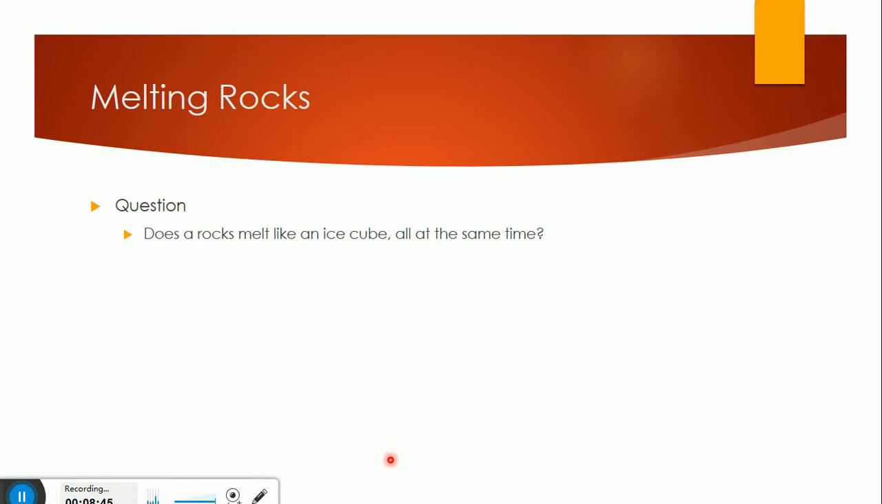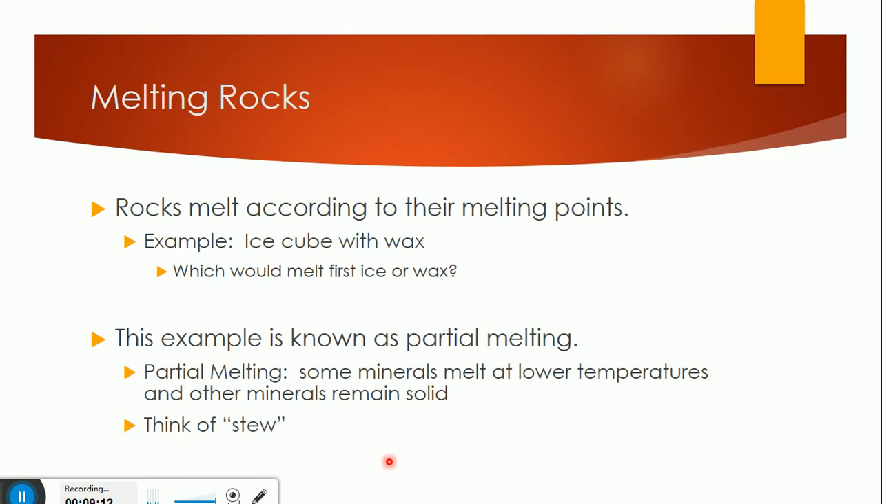Melting of rock. Does a rock melt like an ice cube, all at the same time? No, it does not behave like an ice cube, because a rock is a composition of a mineral or minerals, and every mineral has a different melting point, so the rock does not melt like an ice cube. Rock melts according to the melting points of the minerals it is composed of.